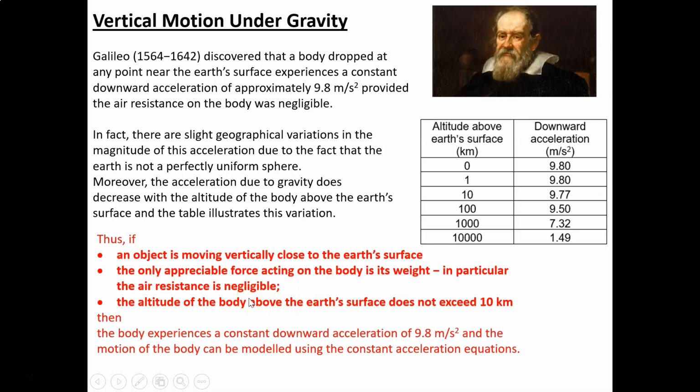So if an object is moving vertically close to the Earth's surface, and the only appreciable force acting on the body is its weight, in particular the air resistance is negligible, and the altitude of the body above the Earth's surface does not exceed 10 kilometers, then the body will experience a constant downward acceleration of 9.8 meters a second squared, and the motion of the body can be modelled using the constant acceleration equations.